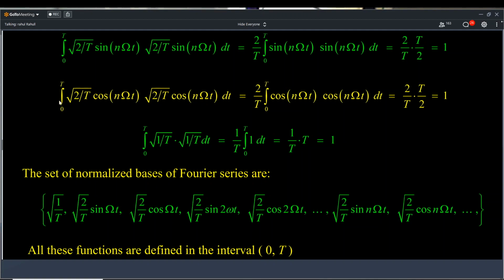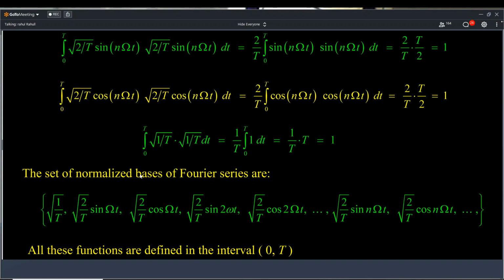Similarly, in case of the cosine function, these are now the normalized functions, that is cosine of n omega t multiplied by under root of 2 by T. This normalized function multiplied by itself and integrated will lead to 1. Now these have norm 1. Similarly, u(t) now also has norm 1, because u(t) has been multiplied by under root of 1 by T.